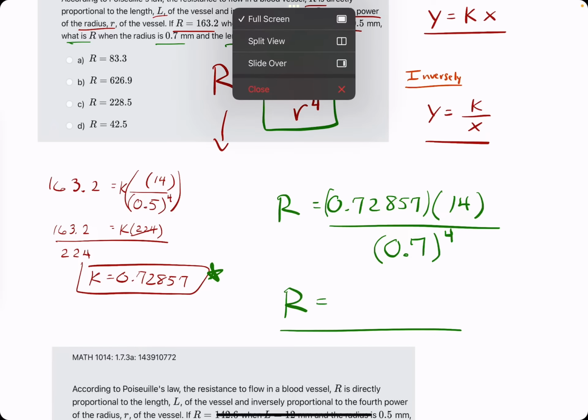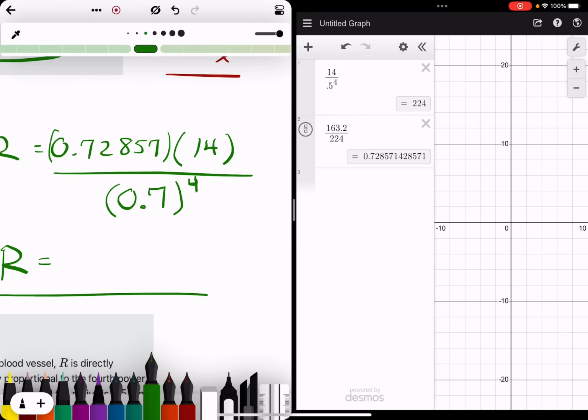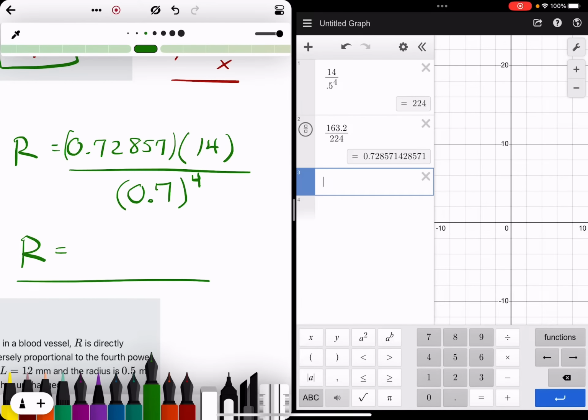Let's break out Desmos again. So we're calculating this straight up. And let's go ahead and plug this in. 0.72857 times 14, and we'll just divide that by 0.7 to the fourth. Don't worry about all of that not being over that value. This is still equivalent, so hopefully, if we've done that right, we've gotten 42.48.